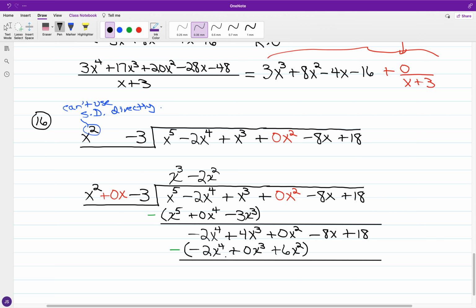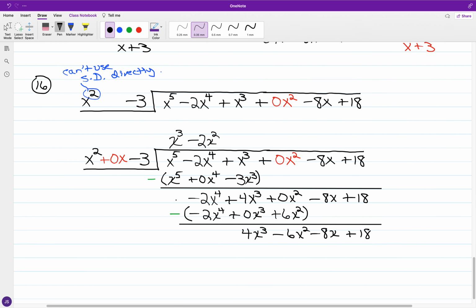Now we've got 4x cubed. It's going to be the next leading term. We've got 0 minus 6x squared, and minus 8x plus 18. For the next go round, we have x squared into 4x cubed, which will go 4x times. And distributing, we've got 4x cubed, plus 0x squared, and 4x times negative 3, so we have a negative 12x.